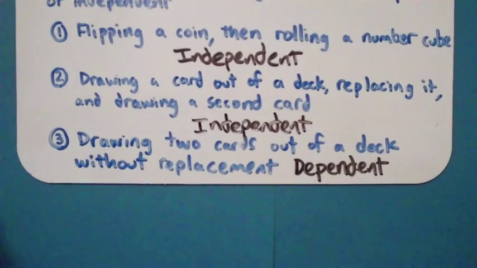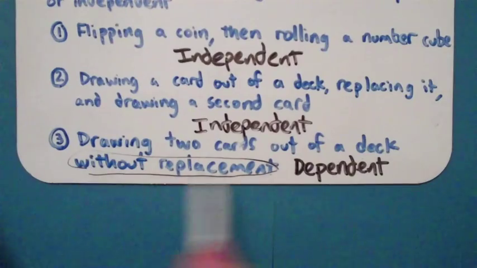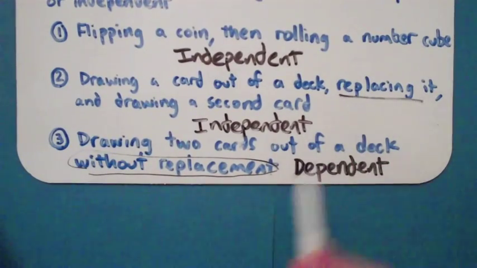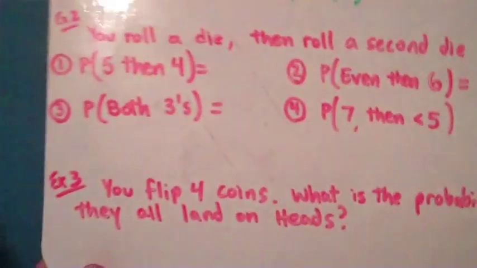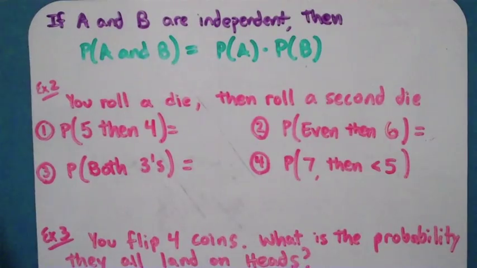So, keywords here that you'll want to watch out for: without replacement is a tip-off that it's going to be dependent. Replacement, or with replacement, is usually independent. Now that we have this vocab down, we can start to solve basic probability questions involving the word AND. And I have a little formula for you here that assumes the events are independent.